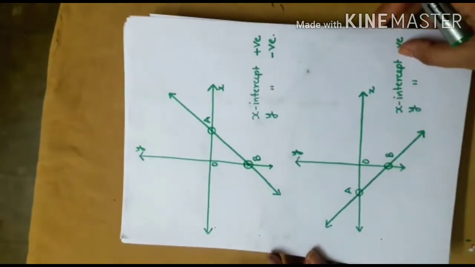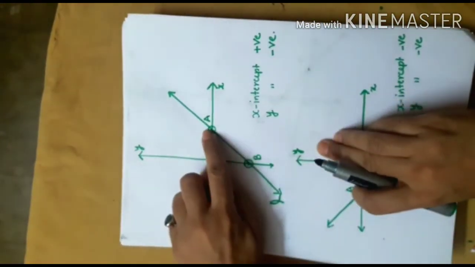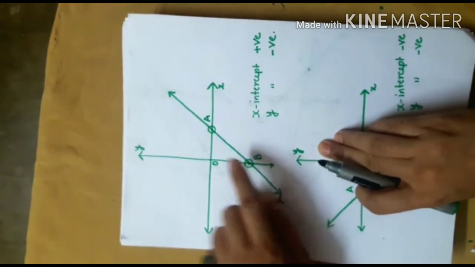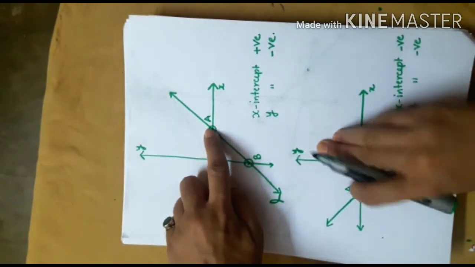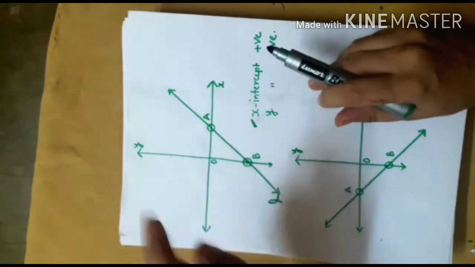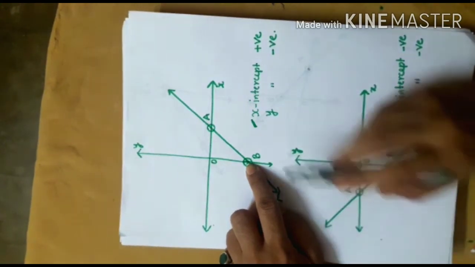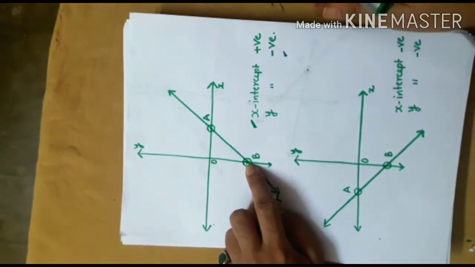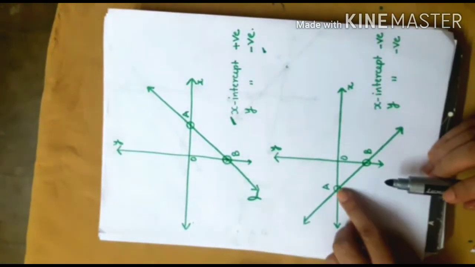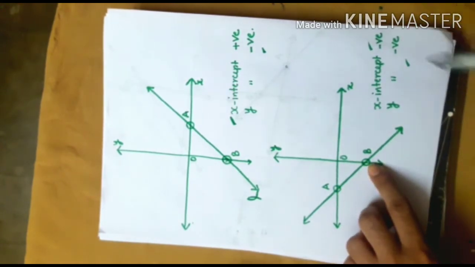Similarly, if the position of the line is like this, here x-intercept is this and y-intercept is this. Now the x coordinate of point A will be positive, so x-intercept will be positive. Here the y coordinate of the point will be negative, so y-intercept will be negative. Similarly, in this case, x-intercept will be negative and y-intercept will be negative.